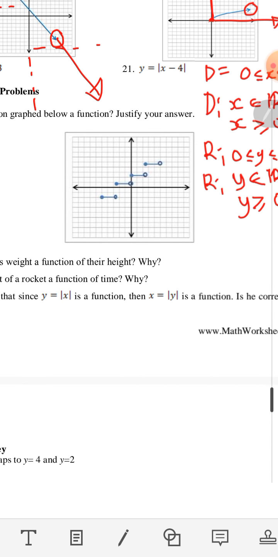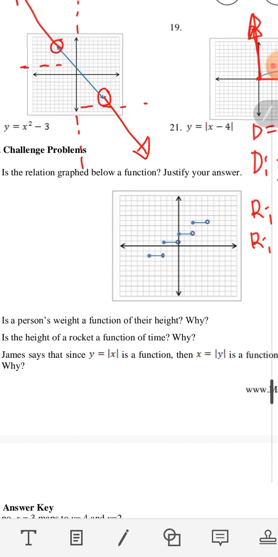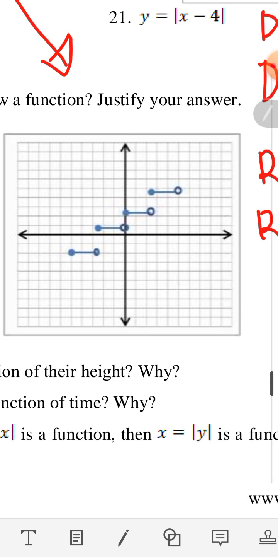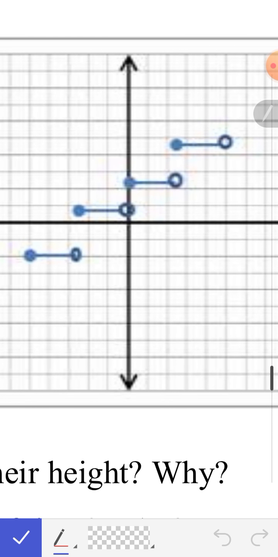Challenge problems. Is the graph graphed below a function? How can you tell whether this is a function? Again, I'm going to use the vertical line test. How? If I draw a vertical line here, straight going through both those circles, this vertical line cuts the curve only once, because this point here is included, but this point is not included. So technically, this line doesn't cut the graph here.